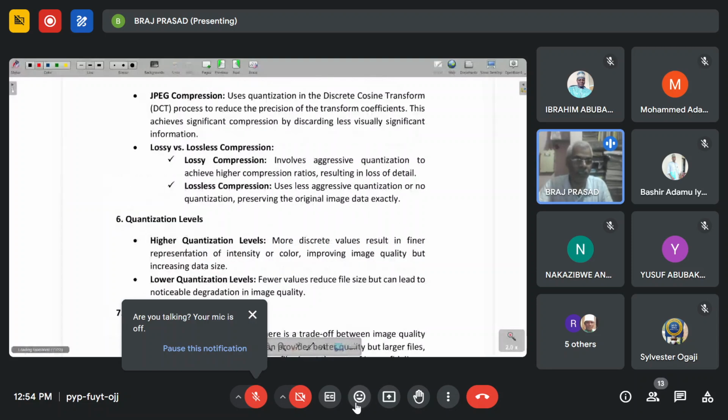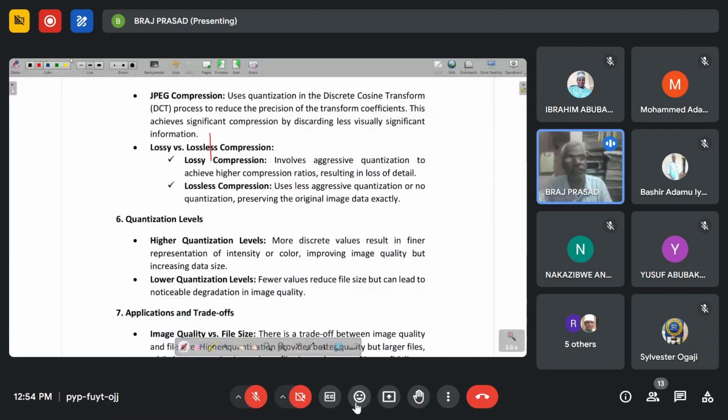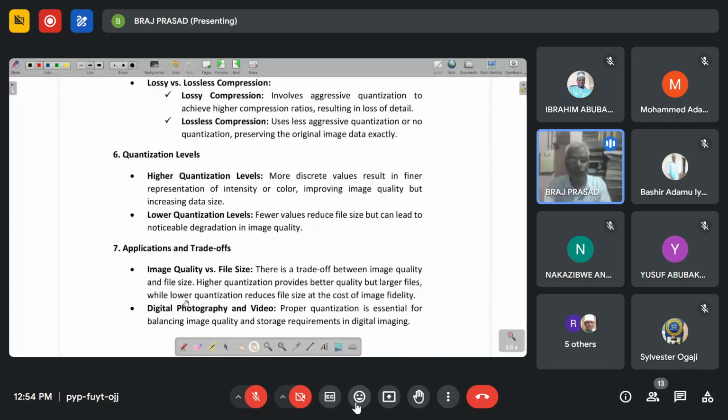The questions are also based on compression techniques, different compression techniques. First is JPEG compression, second is lossy versus lossless compression, then quantization level. We will discuss in detail all these levels and different algorithms. This is just the overview of what we will do in quantization.